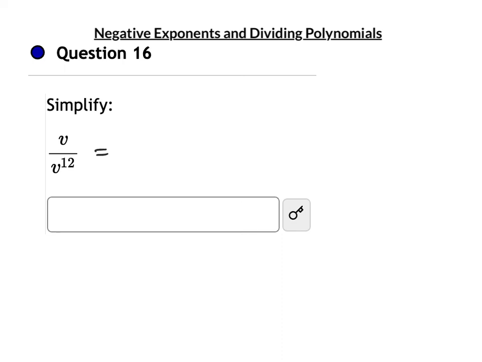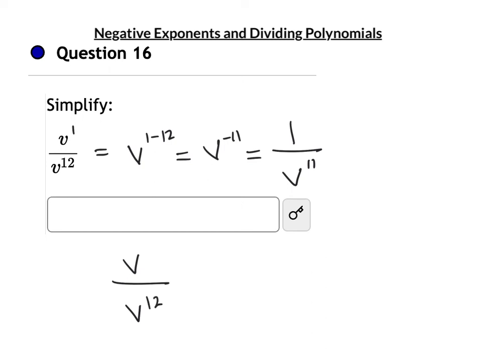In question 16, you could say v to the first divided by v to the 12th is v to the 1 minus 12, which is v to the negative 11, which is 1 over v to the 11th. My preference, though, would be to cancel. Cancel a single v above, a single v below. When I cancel, things become 1s because anything divided by itself is 1. I'm dividing a v out of each. There's a 1 left here, and below there'll be 11 left if I cancel 1. 1 over v to the 11th.